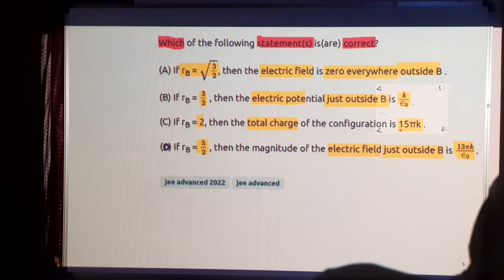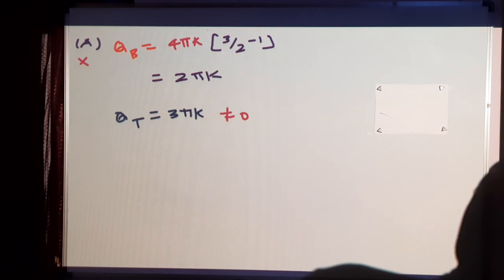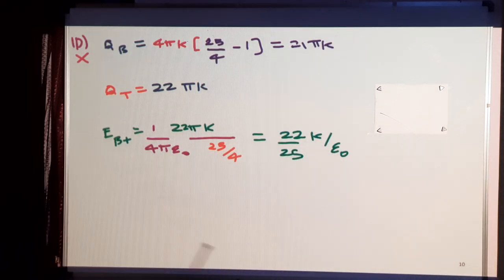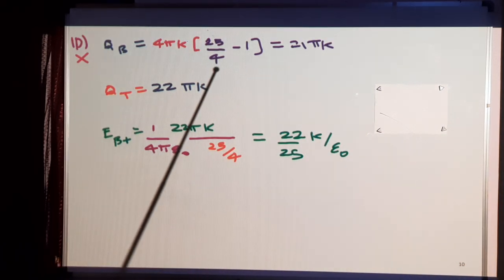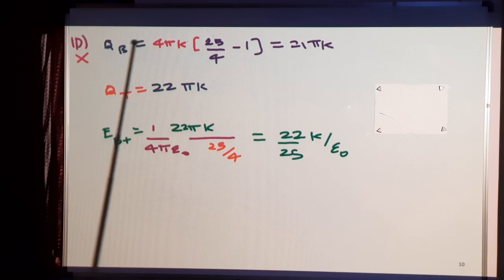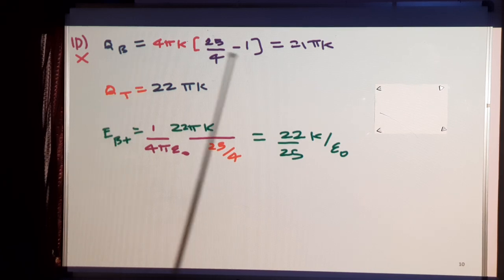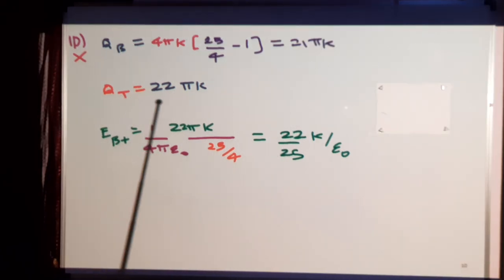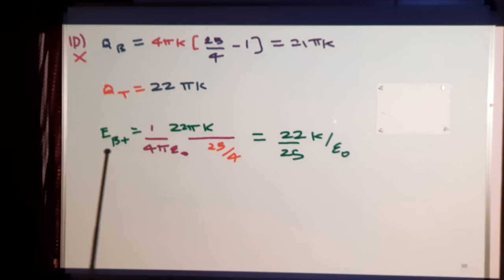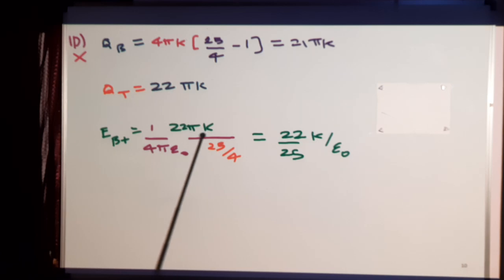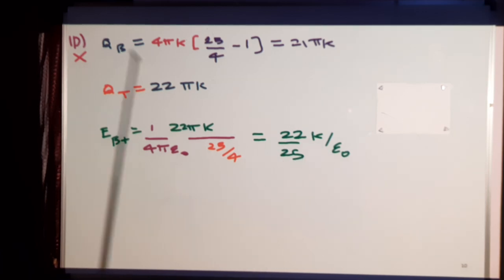Option D, RB is 5 by 2. So 5 by 2 square is 25 by 4. So charge in the outer shell B is 21 pi k. So total charge is 22 pi k. So the electric field at B plus, just outside B, is 1 by 4 epsilon naught times the total charge as a point charge in the middle, 22 pi k, by the distance square, that is 25 by 4. That is 22 by 25 k by epsilon naught. So option D is not true.